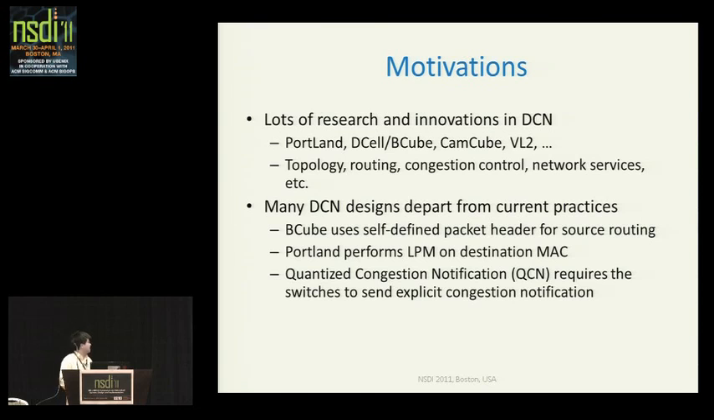Since DCN is a new place to explore, many of these DCN designs depart from current practice. That is to say, they may not use traditional Ethernet and IP packet format, or they may not use internet-based single-path routing such as OSPF, or they may not use TCP-style congestion control. For example, BCube uses a self-defined packet header for source routing. PortLand performs longest prefix match on destination MAC, and QCN requires a switch to generate its own explicit congestion notifications.